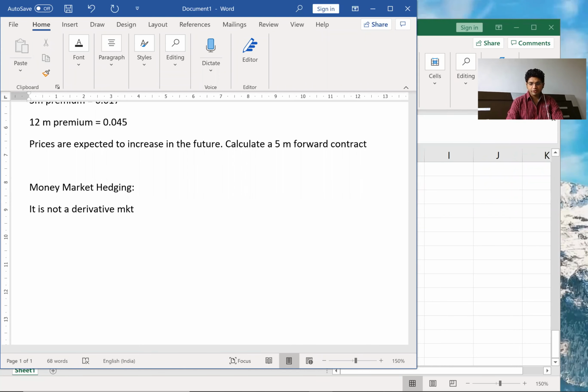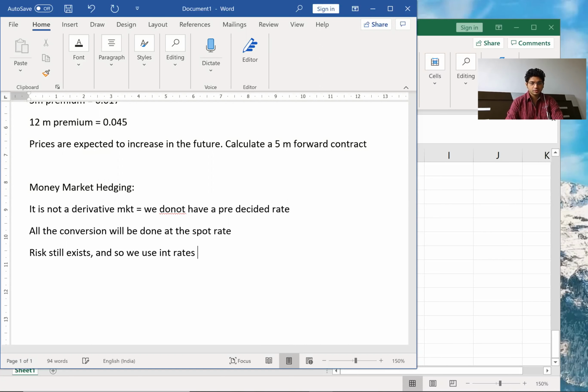If it is not a derivative market, then what are we supposed to do? We do not have a pre-decided rate. That means all the conversions will be done at the spot rate. If you are converting at the spot rate, there is still risk. So risk still exists.